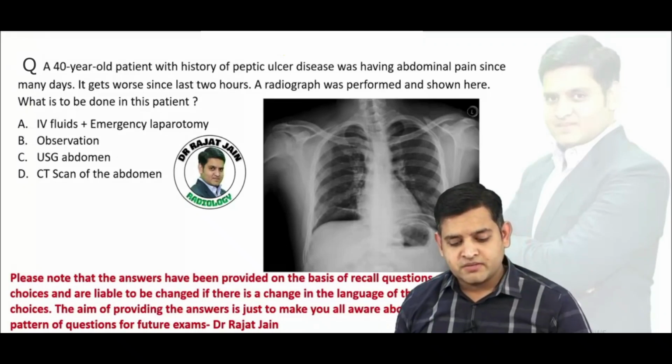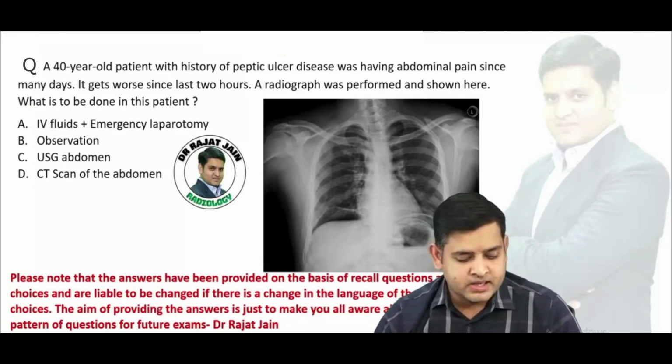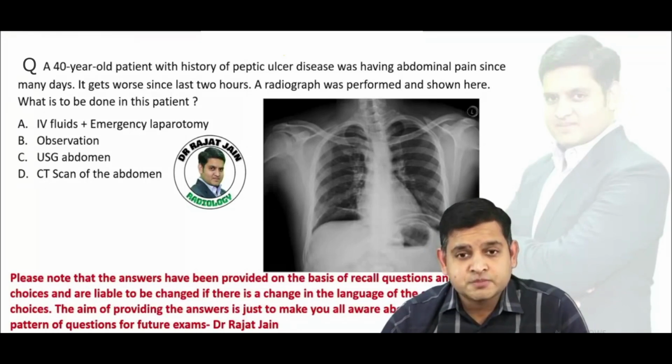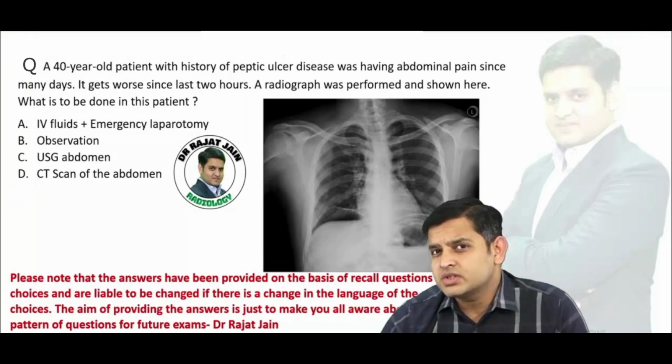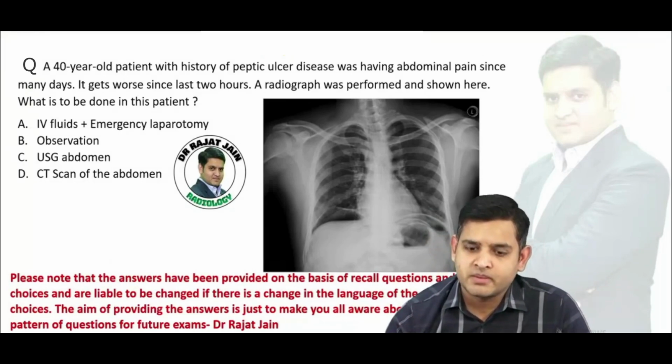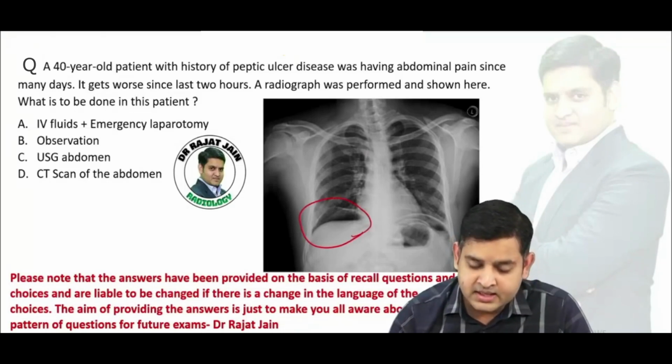A 40-year-old patient with a history of peptic ulcer disease was having abdominal pain since many days. It gets worse since last 2 hours. A radiograph was performed and shown. So in the question there was no issue. The question was a typical peptic ulcer disease, abdominal pain, and there was air under right dome of diaphragm.